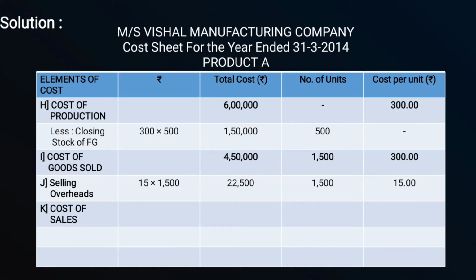Part K, cost of sales. So the total cost of sales is 4,72,500. Number of units will be nil and cost per unit will be 315 per unit.